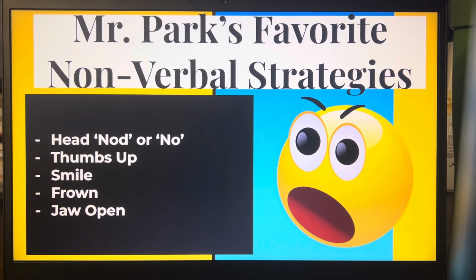So in conclusion, verbal and nonverbal strategies are equally important in the classroom, not just for classroom management and behavior, but also for those interpersonal connections with the students, to let them know how they are doing and to know that you see them and they are seen.